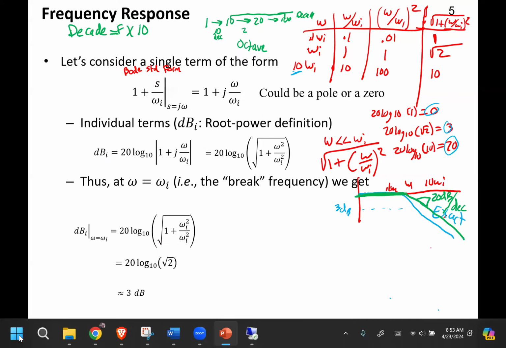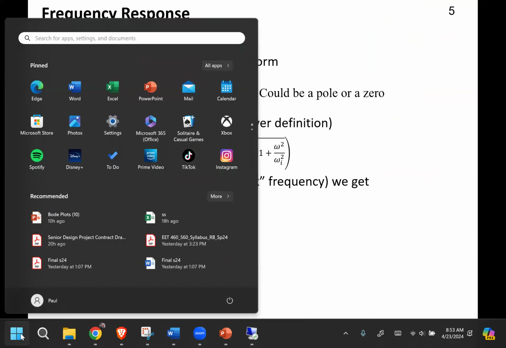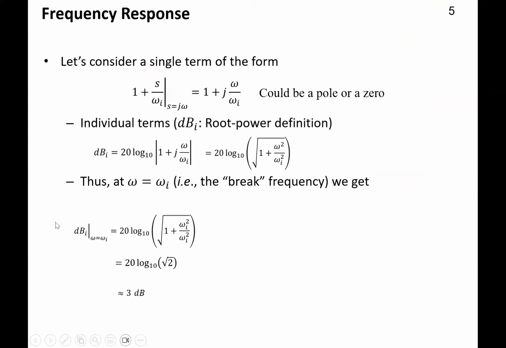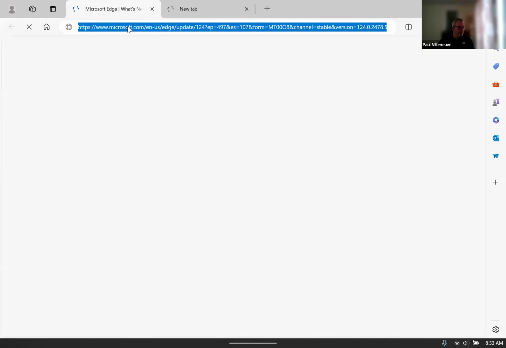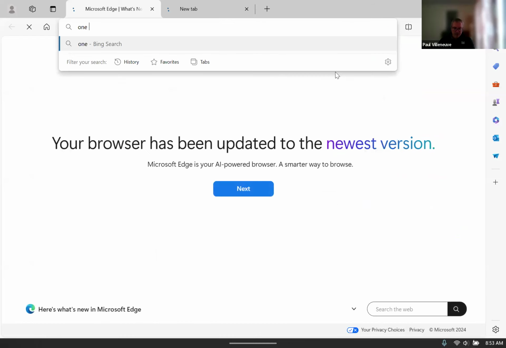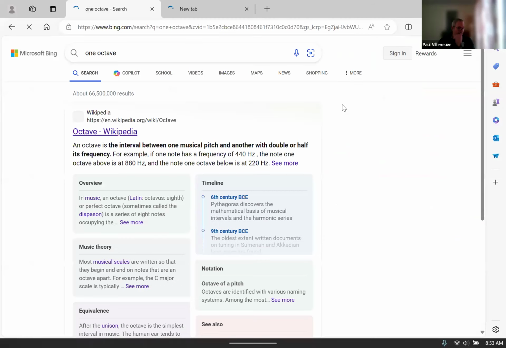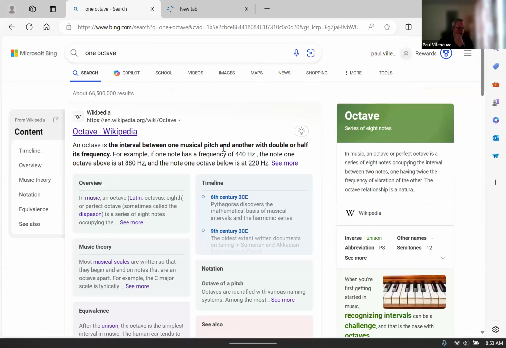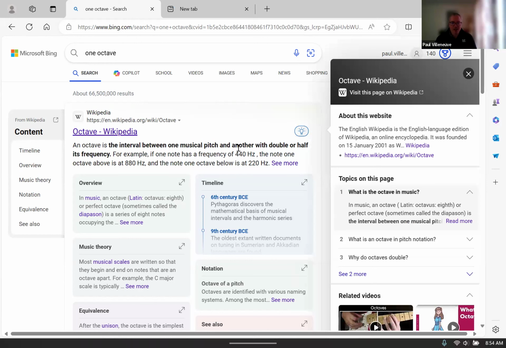Yeah, that makes sense. If you look at music theory and type in octave: one octave is an interval between one musical pitch and another with double or half its frequency. So for example, if one note has a frequency of 440, the note an octave above is 880. The one below is 220 hertz. So maybe unbeknownst to you all, music theory is all here. When you do octaves, you can see a doubling of frequency.